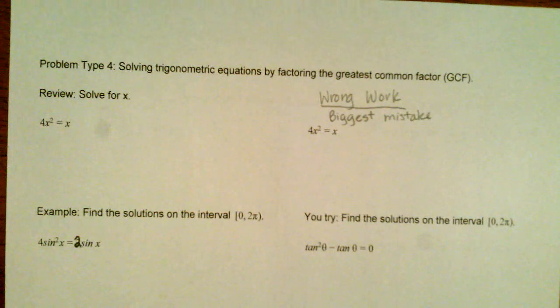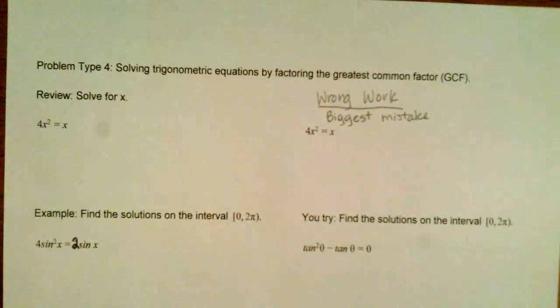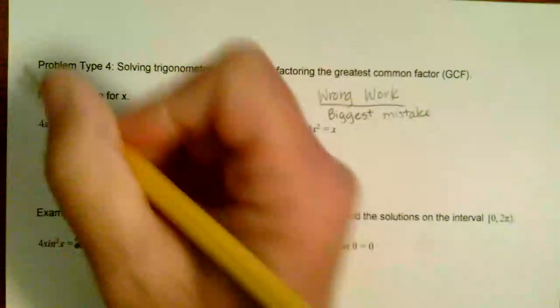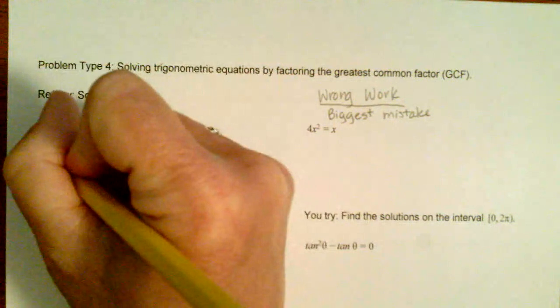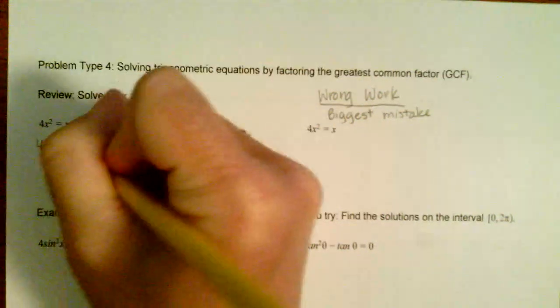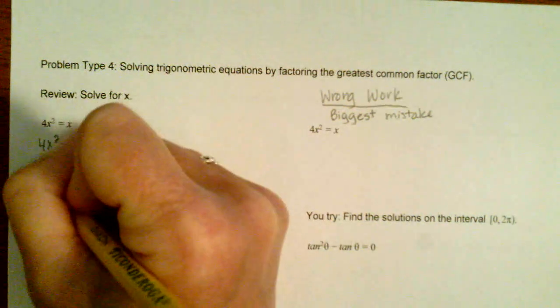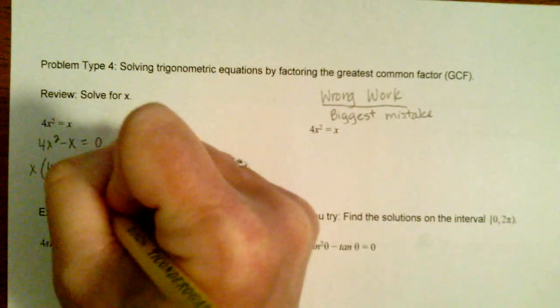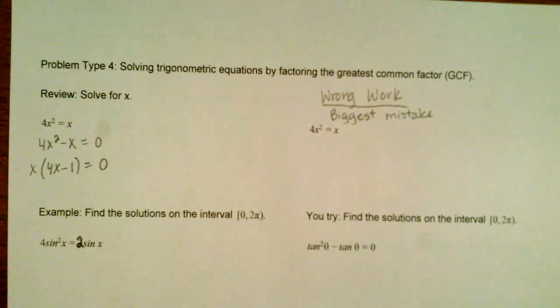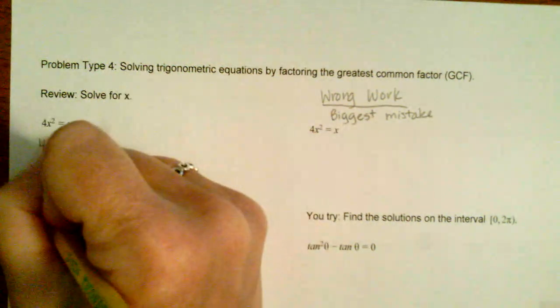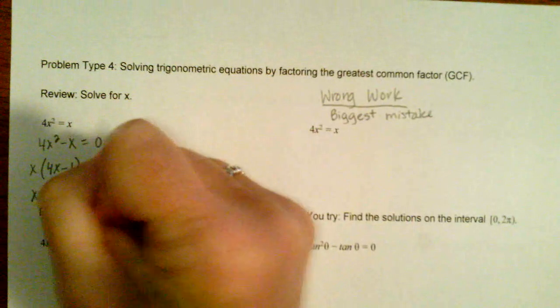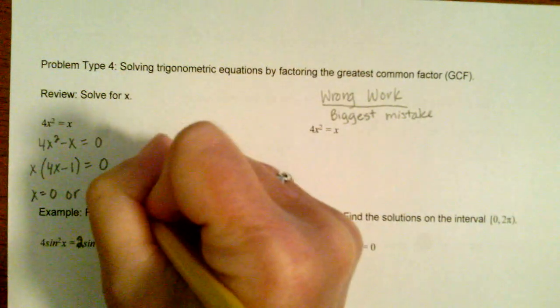Our fourth type of trig equations is going to be when you need to factor the greatest common factor. Okay, so just a quick review. If you have something like 4x squared equals x, to solve this, you actually want to subtract x from each side. So you get 4x squared minus x equals 0. And then you want to factor out. You have x times 4x minus 1 equals 0. We factored out the GCF of x. So this is going to be x equals 0, or hopefully you can see that this is x equals 1/4.